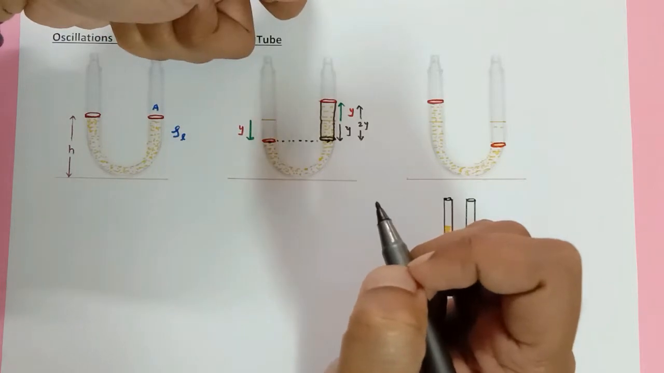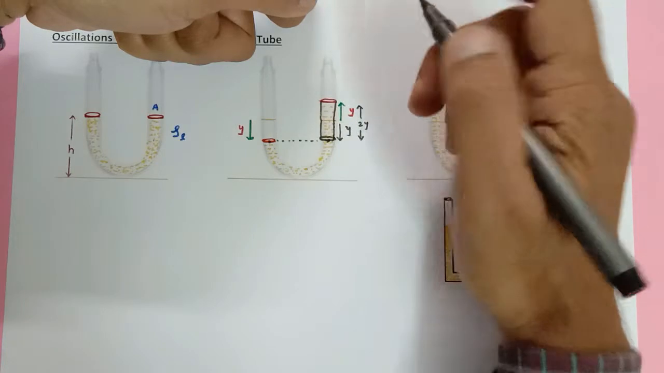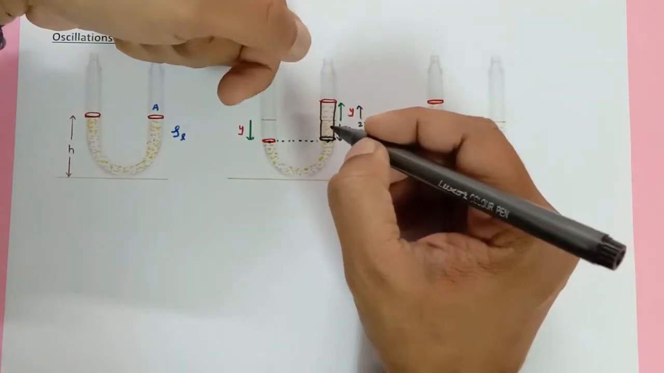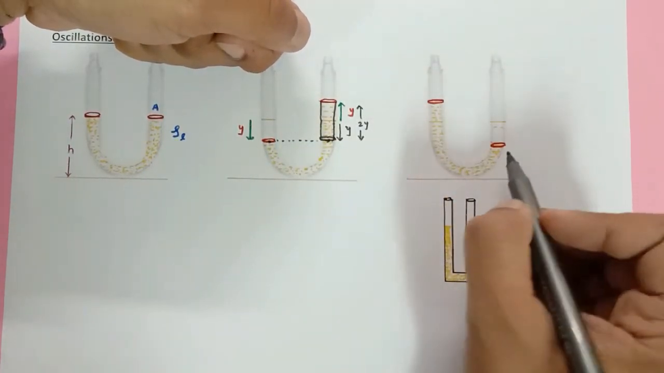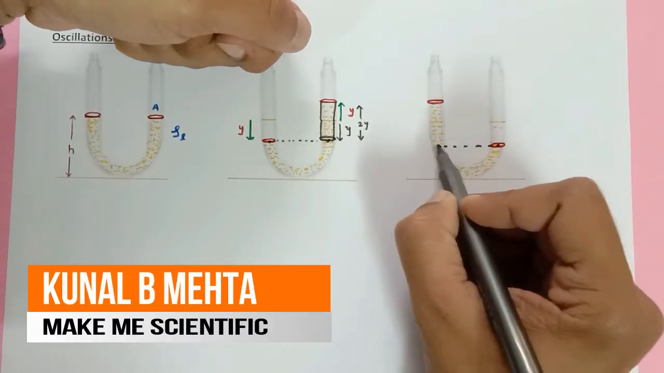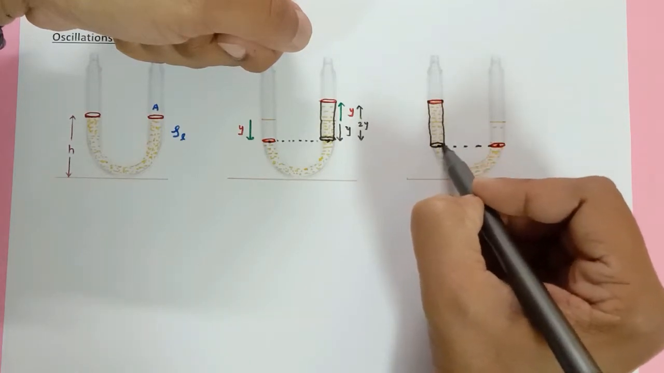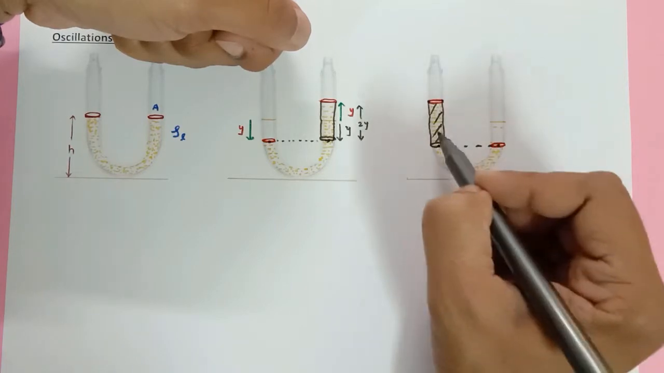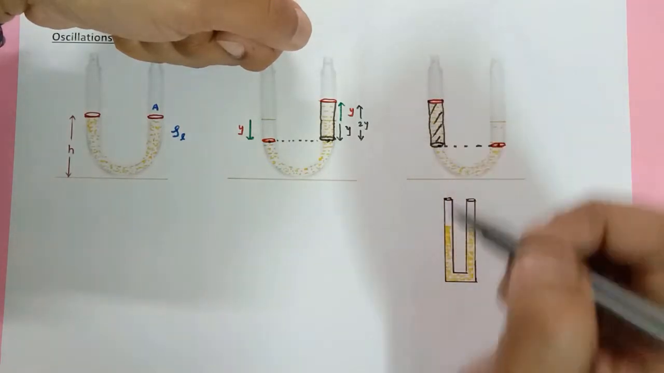If I remove my hand, this pressure becomes more, which is due to the weight of this column divided by the area. This pressure will be more, so the liquid will move from high pressure to low pressure, and you will see this situation. Again, if you look at these 2 points, this liquid column, due to its weight, is going to apply pressure over here, which is more than the pressure over here. So again, liquid will move from high pressure to low pressure. So in this way, the liquid will keep on oscillating.